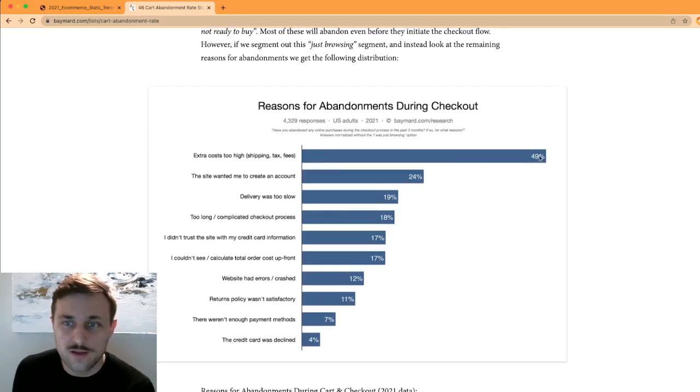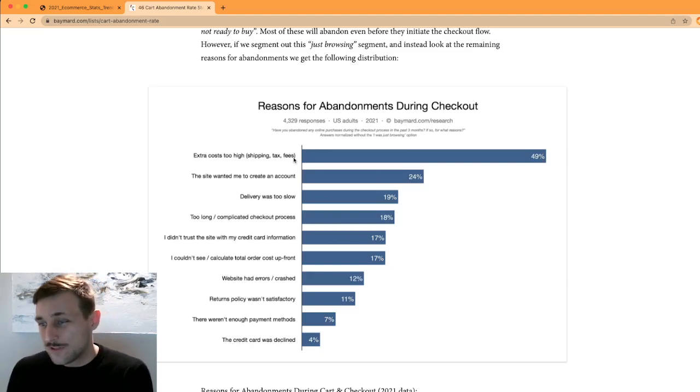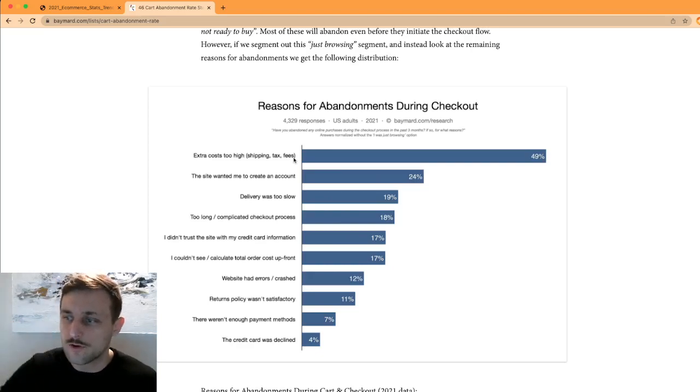So the first one, 49% of people abandon because there's an extra cost which is too high. So shipping, tax or fees or something like that, which they didn't expect. And is that something that you can fix? Maybe by providing more clarity upfront on the expected shipping rate, or some websites put free shipping from a certain amount of sales. So that's a way to reduce uncertainty.